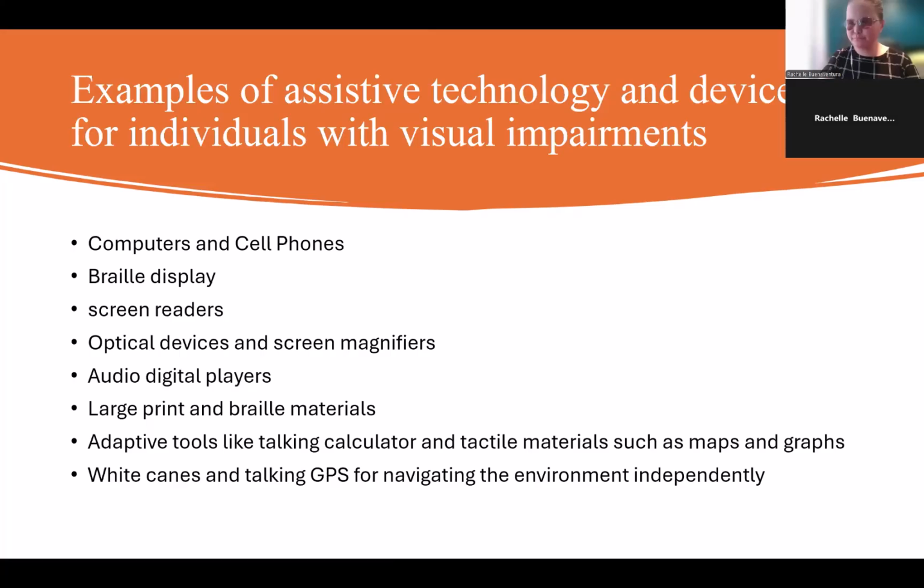Slide 7, examples of assistive technology. What are some examples of assistive technology devices for individuals with visual impairments? The most known are computers and mobile phones that have screen readers.